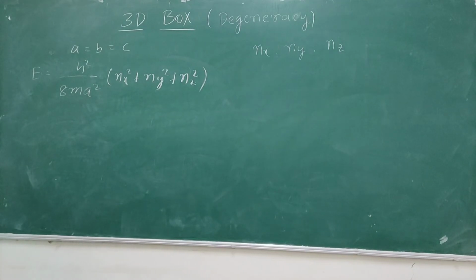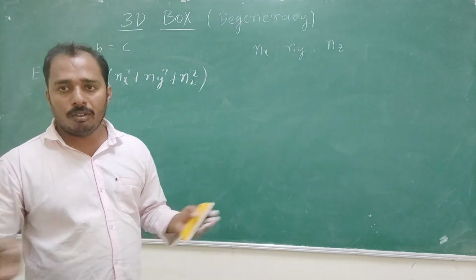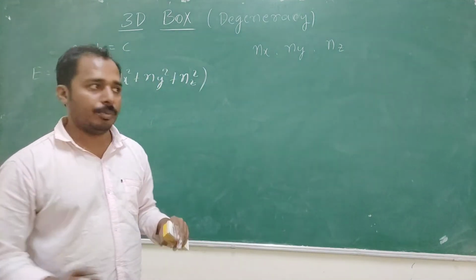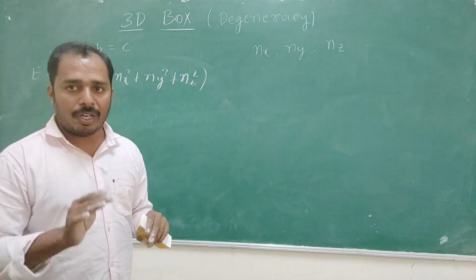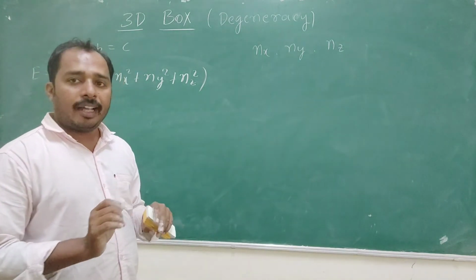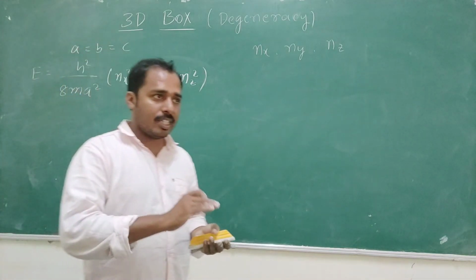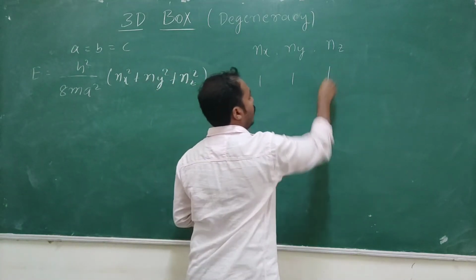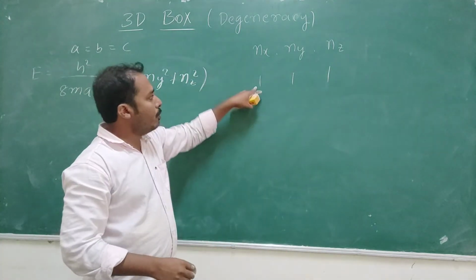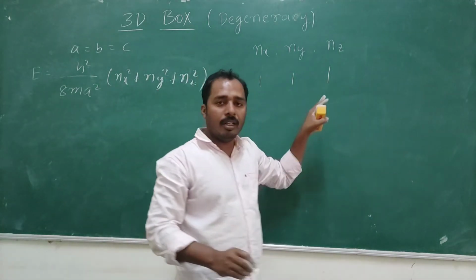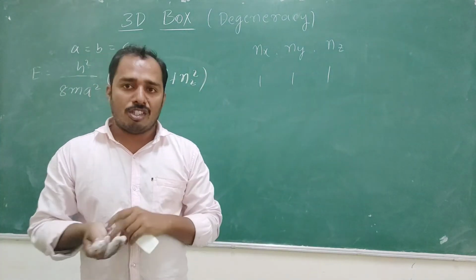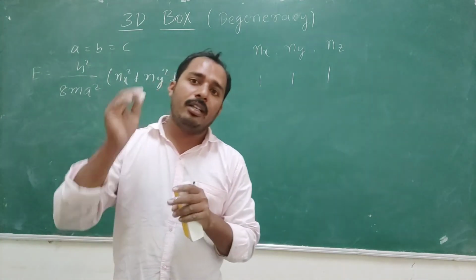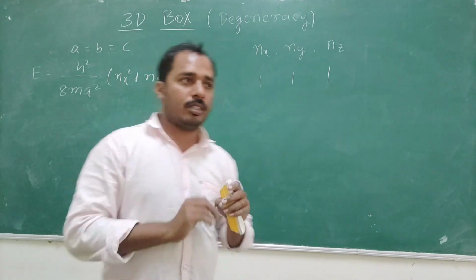Next, 0, 0, 0 is not possible, 1, 0, 0 is not possible, 1, 1, 0 is not possible. So it gives a 0 wave function, which means there is no particle. Next, the lowest energy level is called the ground state, which is 1, 1, 1. So nx is equal to 1, ny is equal to 1, nz is equal to 1. It gives a non-zero wave function. Non-zero means the particle is there in the 3D box.